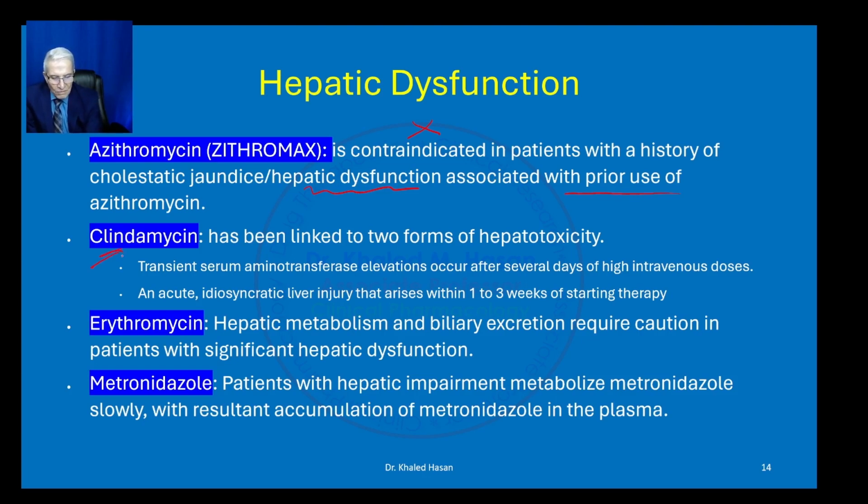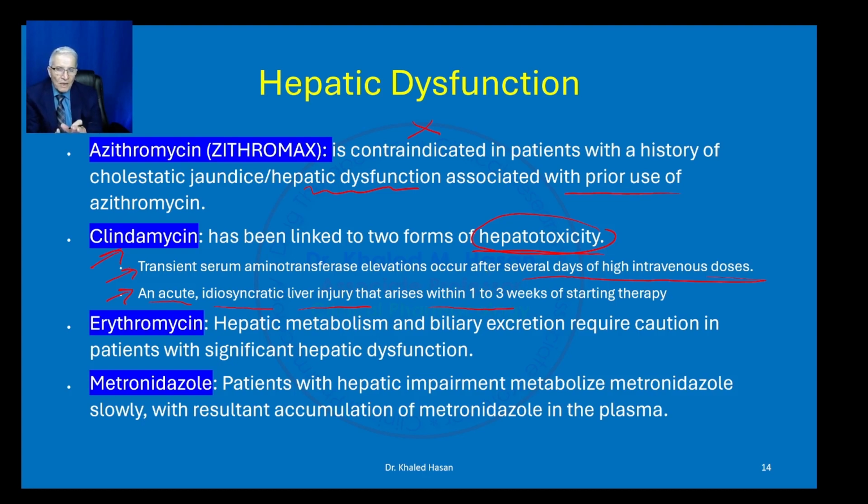Clindamycin may cause two types of hepatotoxicity. The first type is associated with increased liver enzymes, a transient serum aminotransferase elevation after several days of treatment with IV doses. So when you prescribe clindamycin, after a few days of treatment the liver enzymes will be increased. Another type of hepatotoxicity associated with clindamycin is acute idiosyncratic liver injury, and this one occurs 1 to 3 weeks after starting therapy.